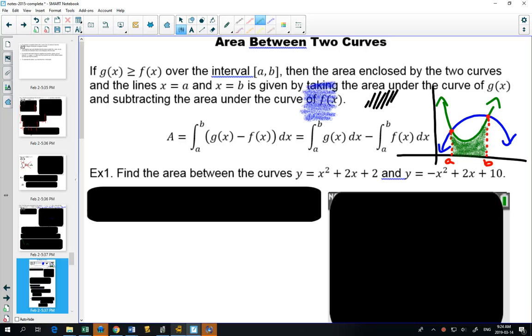We could figure out that green area too. That would not be too hard, right? That's just the area under the curve from A to B of the green one. And so if I think about my blue area here, and I think about my green area, can you see that if you take the green area away from the blue area, all you'd be left with is that part in between. And so the area between two curves is just the one area to the x-axis, subtract the other area to the x-axis.